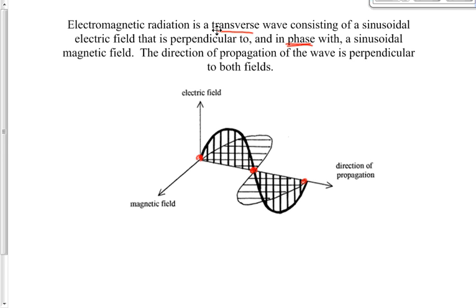You're always going to have one of these waves on one axis, say the x-axis, one of these waves on another axis, say the y-axis, and they're going to move perpendicular to both of those waves. So you've always got all three axes, x, y, and z. If one's on the x, one's on the y, it's going to move on the z-axis. If one's on the x, one's on the z, it's going to move on the y-axis. If one's on the y, one's on the z, it's going to move on the x-axis.